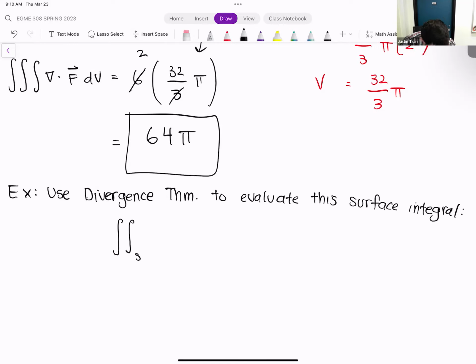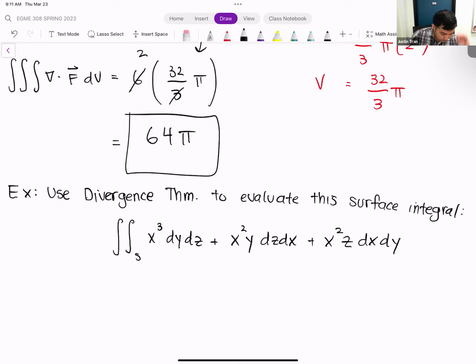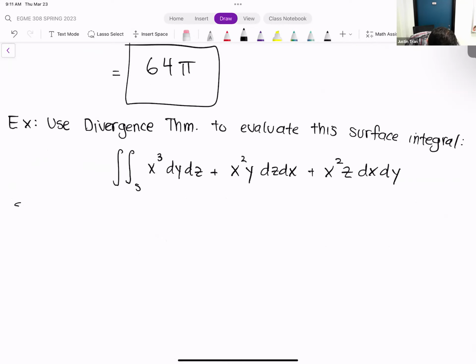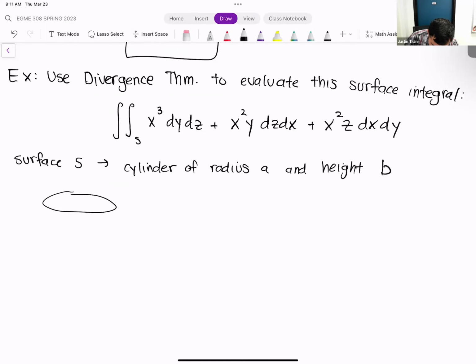And so we have a surface integral over S of x cubed dy dz plus x squared y dz dx plus x squared z dx dy. And our surface S is going to be a cylinder of radius a with a height of b. So it looks like we have our cylinder. The cylinder has radius a, and the height of the cylinder is b.